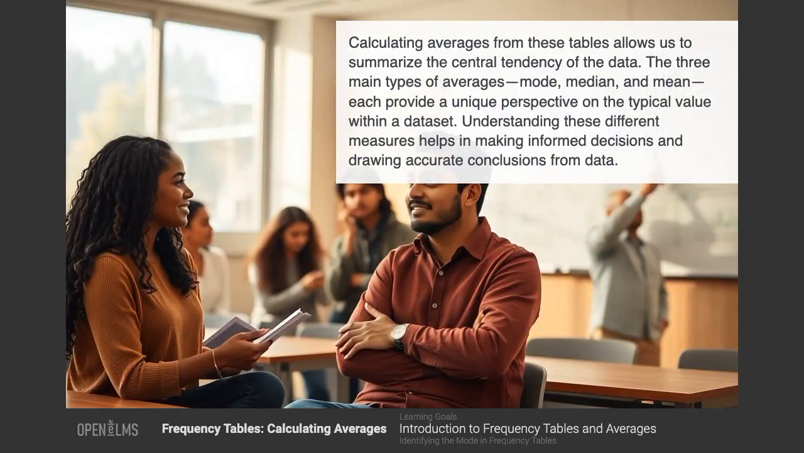Calculating averages from these tables allows us to summarize the central tendency of the data. The three main types of averages, mode, median, and mean, each provide a unique perspective on the typical value within a dataset. Understanding these different measures helps in making informed decisions and drawing accurate conclusions from data.